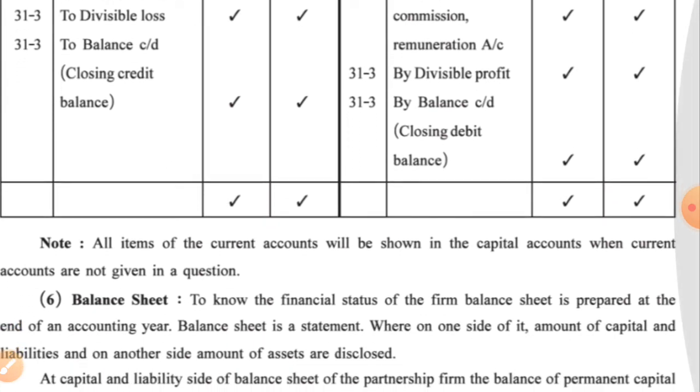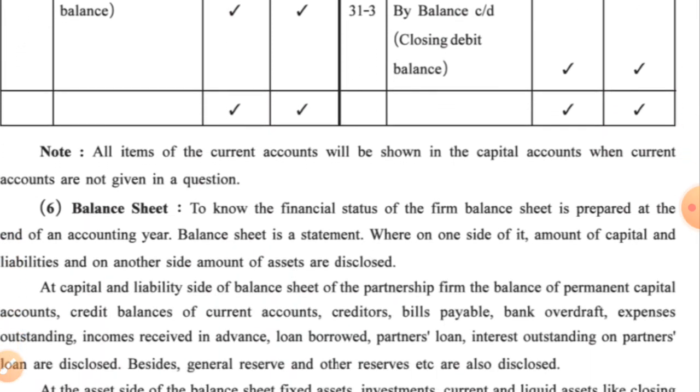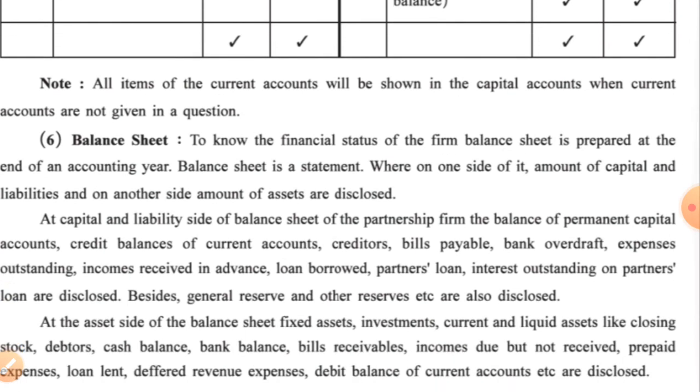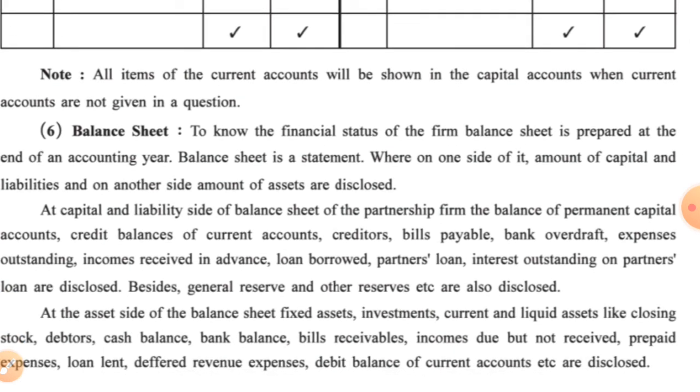Now the last thing that we have to prepare in the final accounts of a partnership firm is the balance sheet. To know the financial status of the firm, the balance sheet is prepared at the end of an accounting year. Whatever we have prepared till now, that is the trading account and P&L account, are all accounts, but the balance sheet is a statement, where on one side the amount of capital and liabilities and on the other side the amount of assets are disclosed.